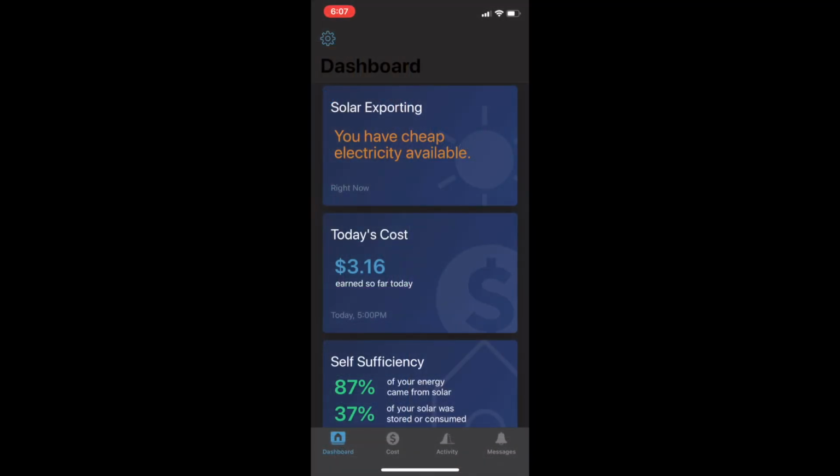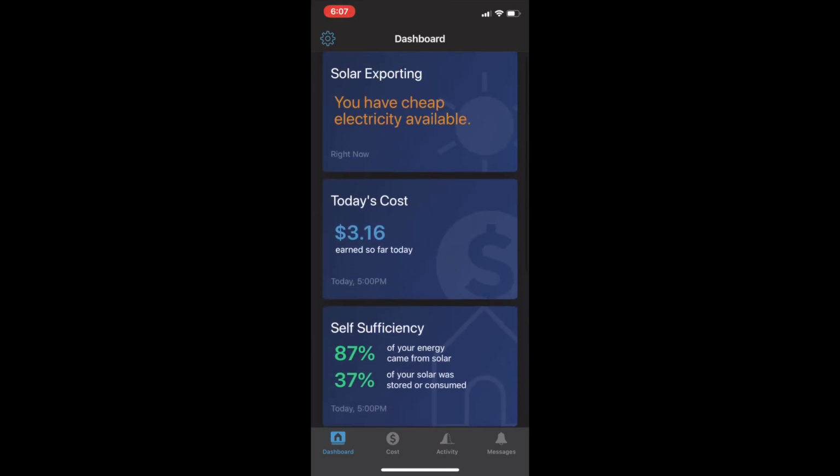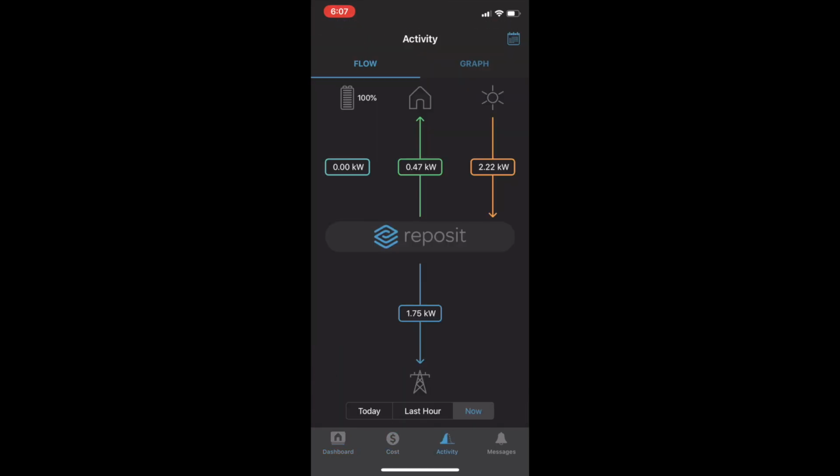Hi again. I thought I'd just tack on the iPhone app. So as I said before, it is pretty much the same as the iPad app. So it's got all the same sort of stuff on there, same menus and same information.